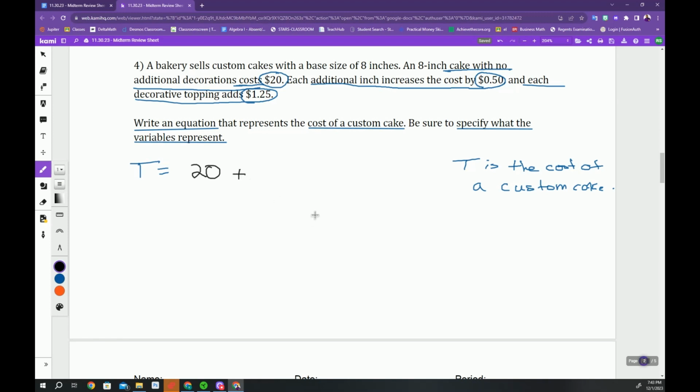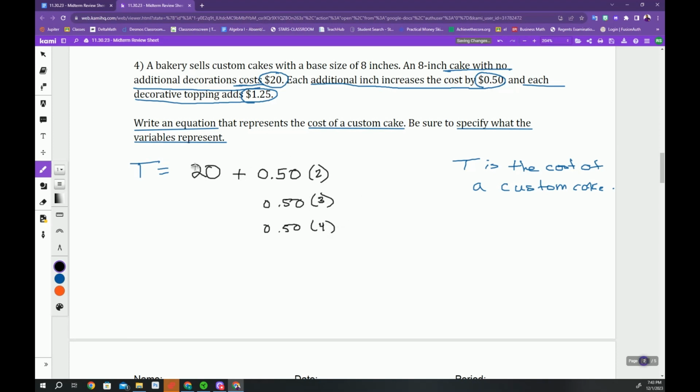Plus, let's say I did one additional inch to this cake. If I did one additional inch, it will be 50 cents more. But if I do two additional inches, that's going to be 2 times 50 cents. It's going to be $1 more. If I do 3 additional inches, it'll be 3 times 50 cents. If I do 4, it'll be 4 times 50 cents.